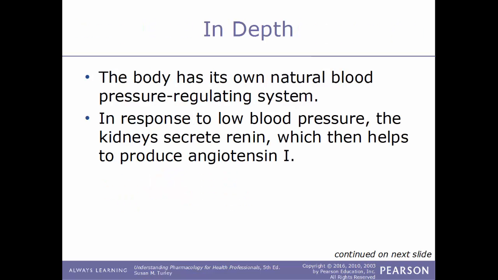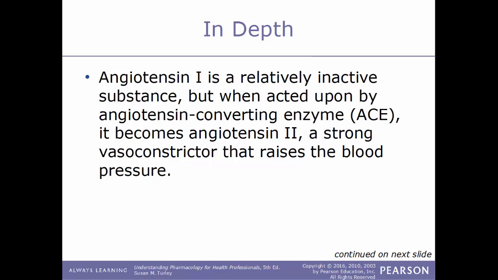I now talk a little bit more in depth on ACE inhibitors and how they work. Now, the body has its own natural blood pressure regulating system. In response to low blood pressure, the kidneys will secrete a hormone called renin, which helps to produce angiotensin 1. Normally, angiotensin 1 is relatively inactive, but when it's acted on by angiotensin converting enzyme, or ACE, it is converted into angiotensin 2, which is a very strong vasoconstrictor, which will end up raising blood pressure.